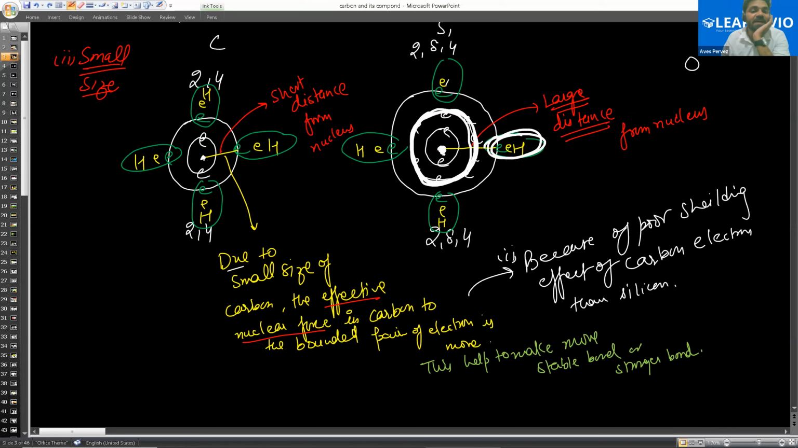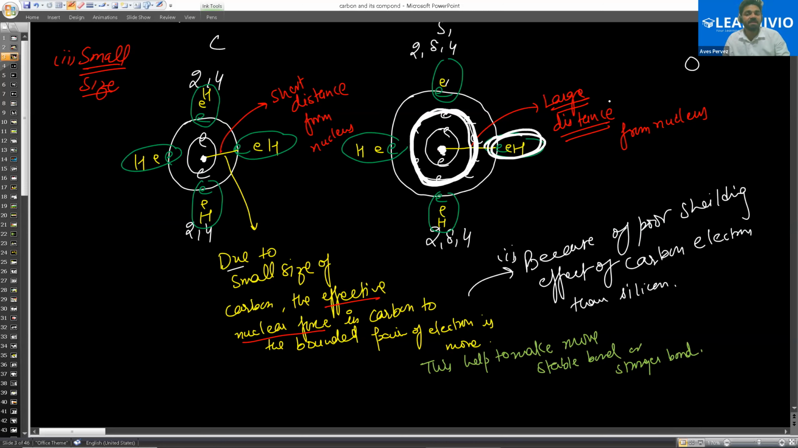So in carbon, there are only two electrons that are shielding, so they cannot shield in a good manner. But in silicon there are extra electrons, which have more shielding effect. So carbon has a poor shielding effect, whereas silicon has a good shielding effect. As a result, in carbon the effective nuclear force on the bonded pair of electrons is more and the bond is stable. Due to small size, the effective nuclear force in carbon is more, which helps make the bond stable and strong. And the second reason is the poor shielding effect in carbon compared to silicon.